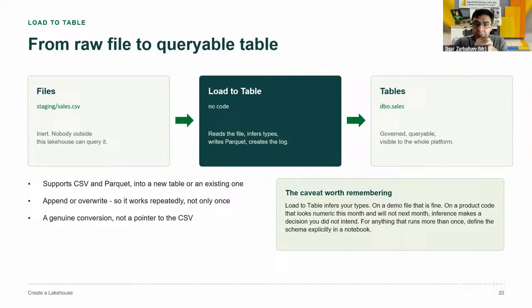One honest caveat, because Load to Table is seductive: it infers your types. On a demo file, that is fine. On a file where a product code happens to look numeric this month and will not next month, inference will quietly make a decision you did not intend. For anything that runs more than once, define your schema explicitly in a notebook. Convenience now or predictability later. That's the actual trade.